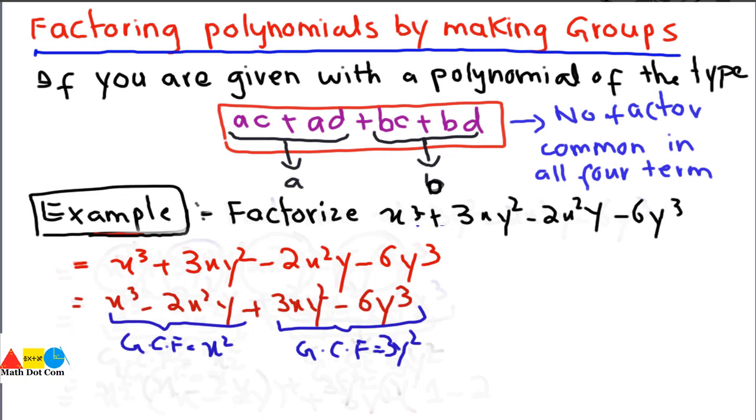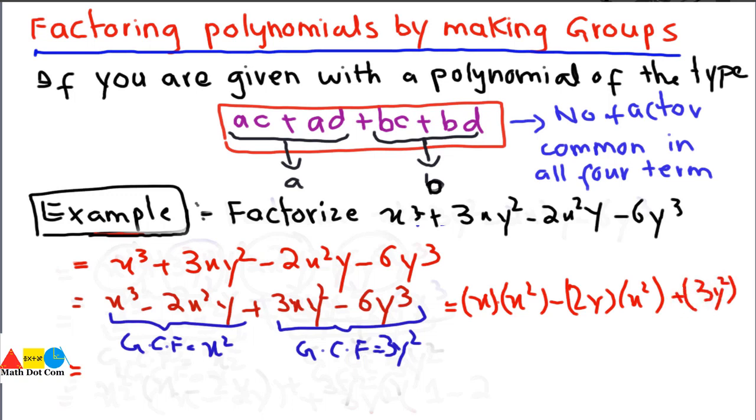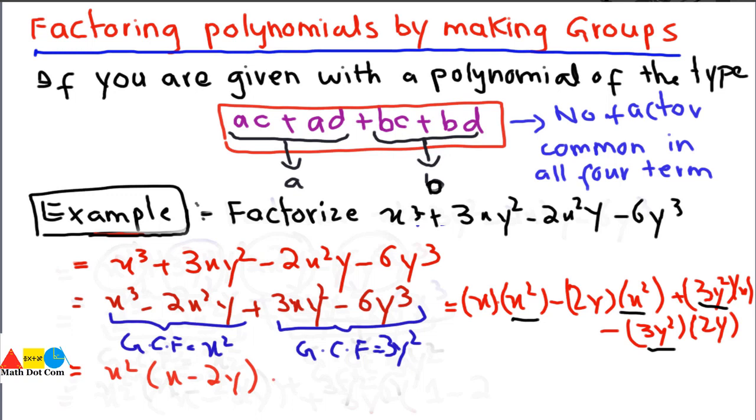Then we will take the GCF common from these, or we can break this term as x into x square minus 2y into x square. We have separated the GCF of the first pair, then plus 3y square into x minus 3y square into 2y. Now we have to factor out the GCF, which means taking these factors out. We can write the expression as x square into x minus 2y, plus 3y square into x minus 2y.